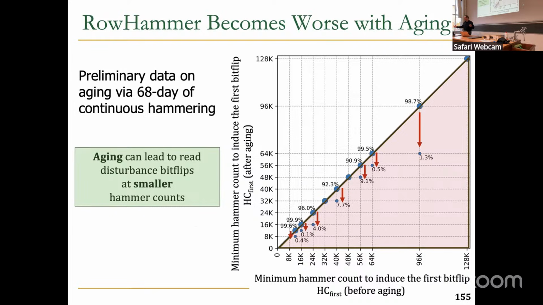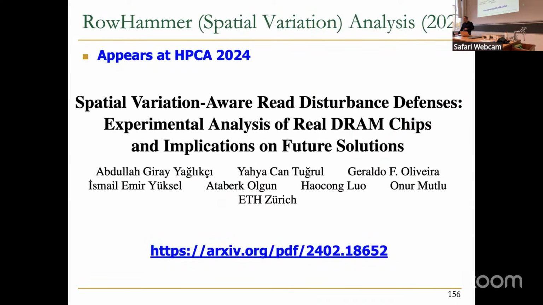But there's more that needs to be done to understand the aging. And there are different kinds of aging, right? This is one kind of aging, I would say. There are different kinds of aging under different conditions. And we really need to understand this, in my opinion. Otherwise, we really don't know whether we can rely on these chips under different conditions, right? So that's from this paper. This picture is from Giray's HPCA paper.